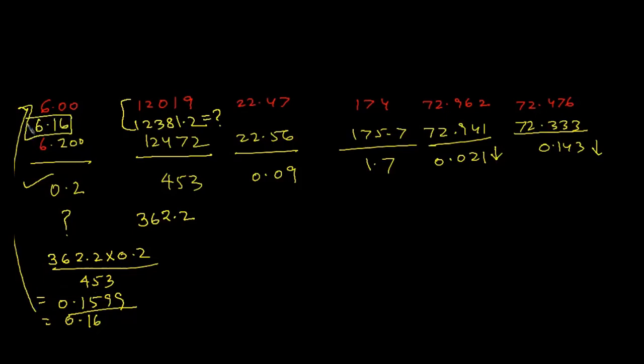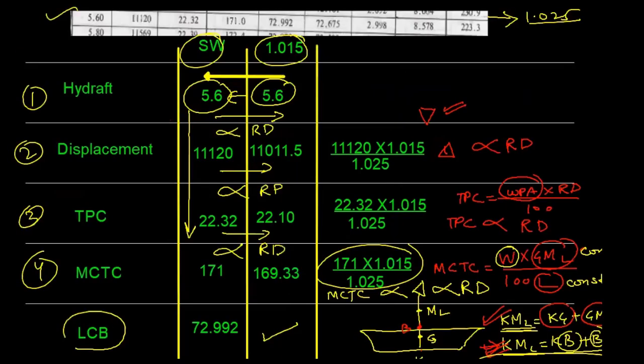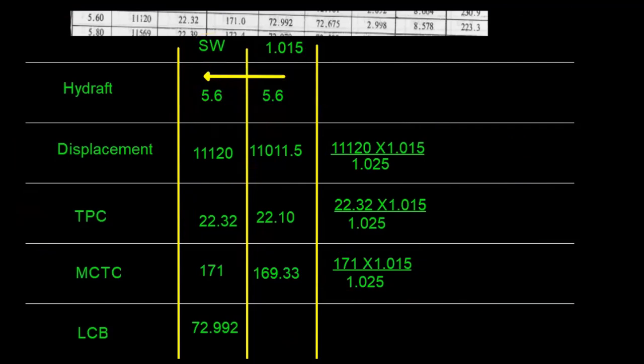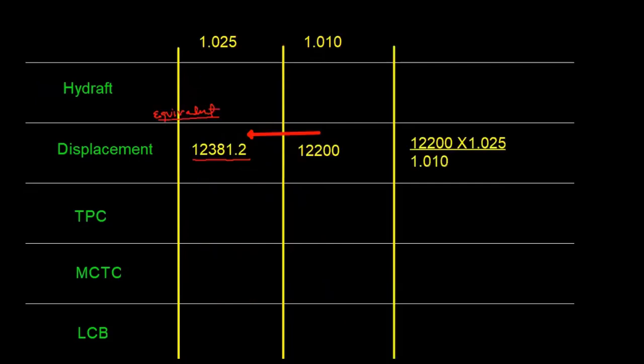So the draft is 6.16. We can calculate all the values for 0.16 here. And the moment you got 0.16, it is similar to the previous question, where we already got the hydrostatic draft. Now with 6.16, you need to tabulate these values and accordingly keep working, only up to MCTC. I hope you are getting the hang of changing the values.